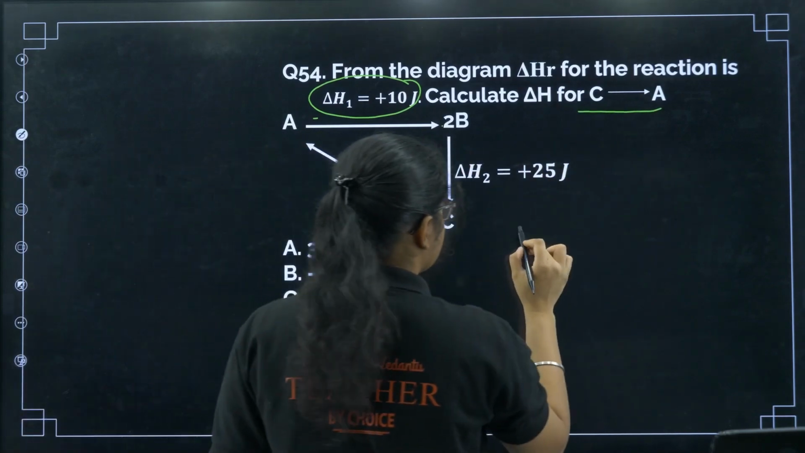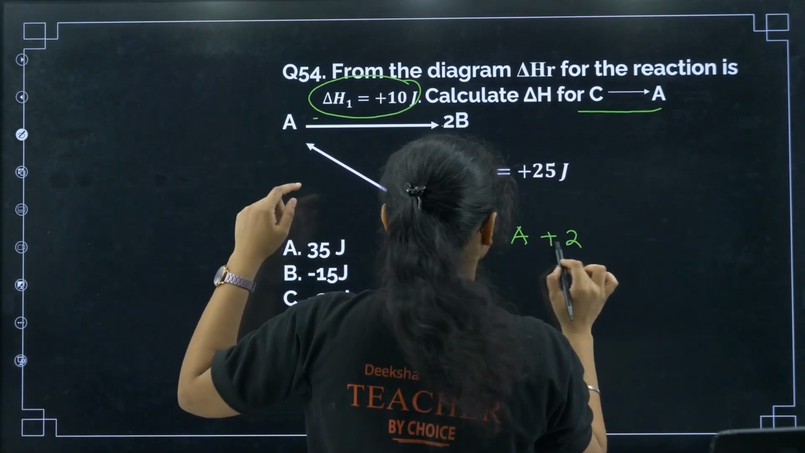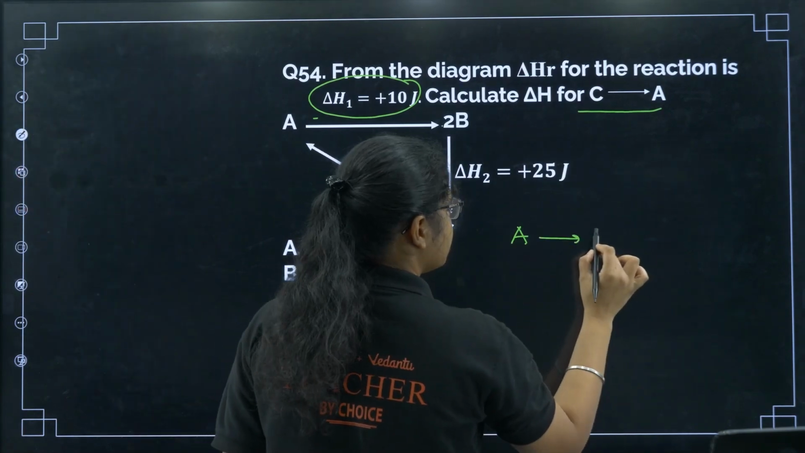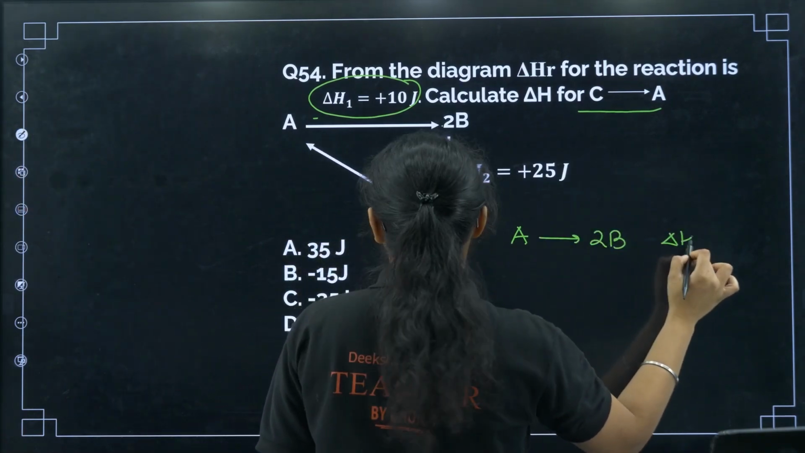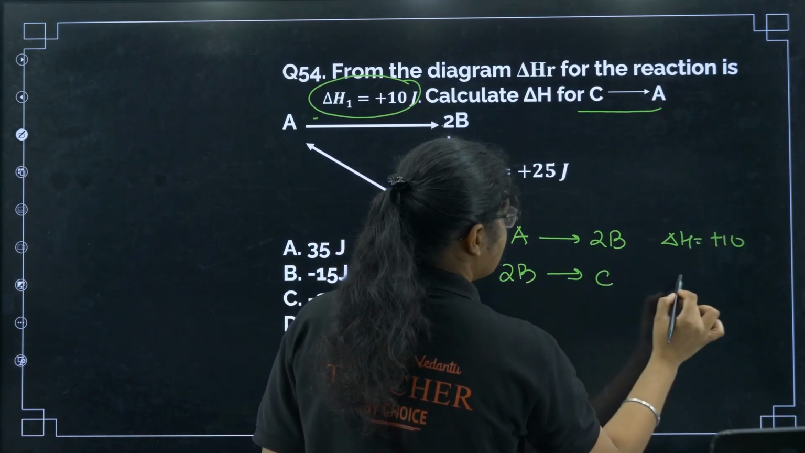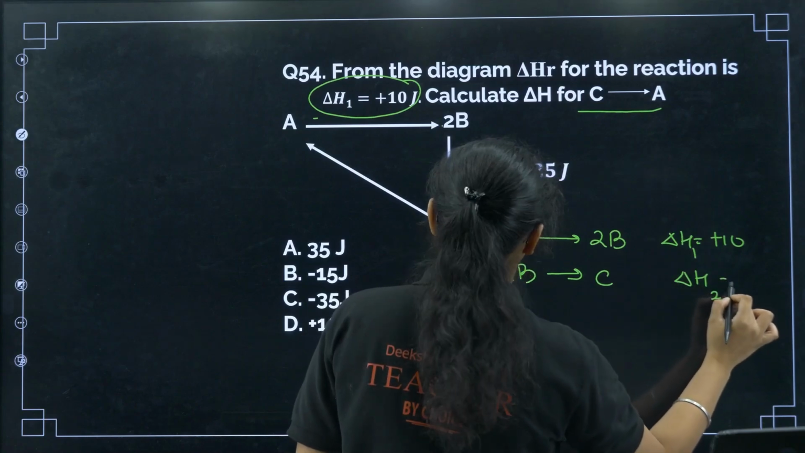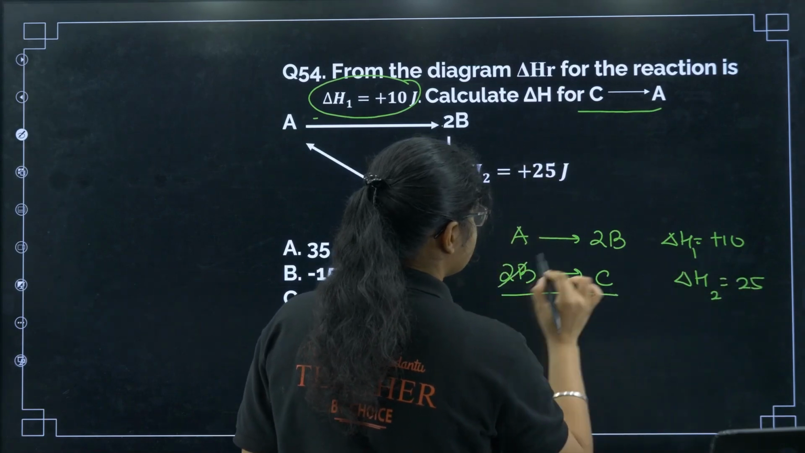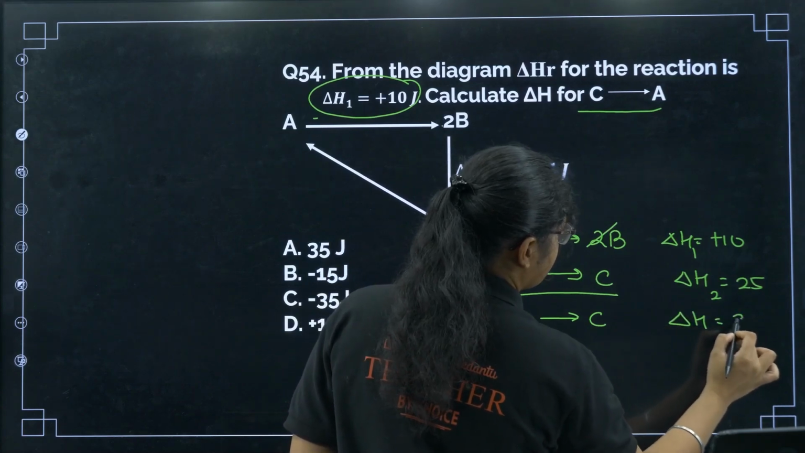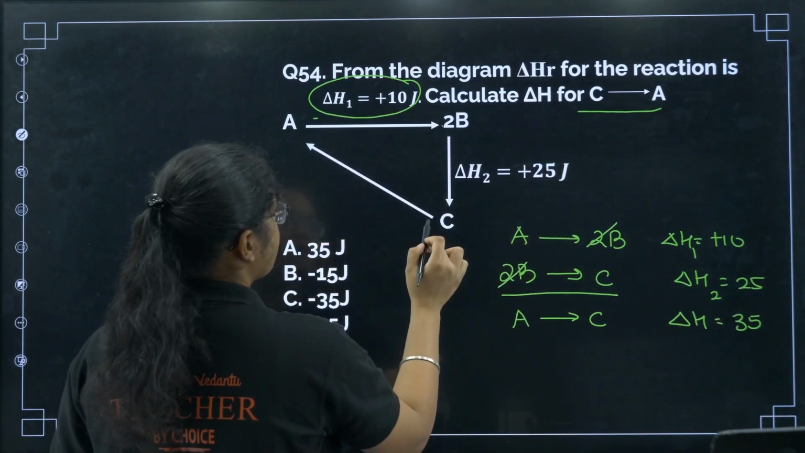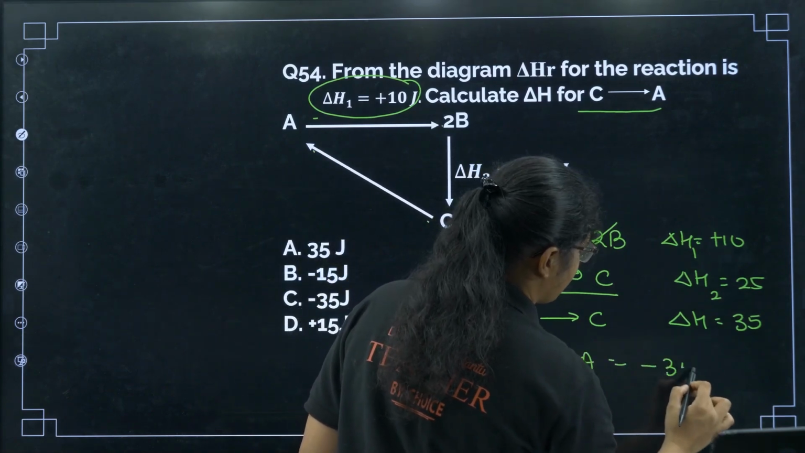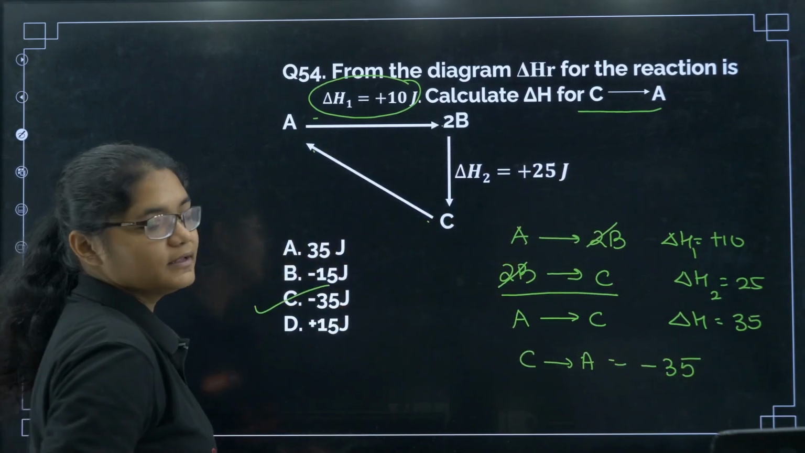Okay, now I have this reaction A plus 2B, sorry, one second, I can write this equation like this: A gives 2B, what is the delta H value? Plus 10. Next, 2B gives me C, here the delta H2 value is 25. Now if I add these two, what will I get? A gives me C, and that value will be 35. Now you want to calculate for C to A. C to A will be the negative of this one, that is minus 35. So option number C here.